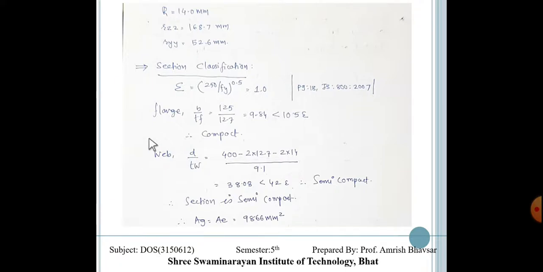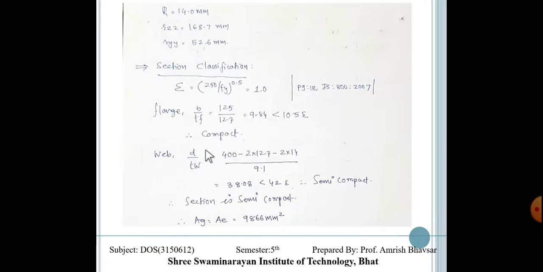Epsilon is equal to 250 upon Fy raised to 0.5. Now flange is equal to B upon TF, that is 125 upon 12.7, so it is 9.84, which is less than 10.5 epsilon. So our flange is compact.